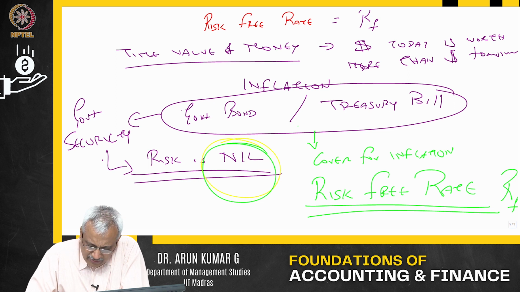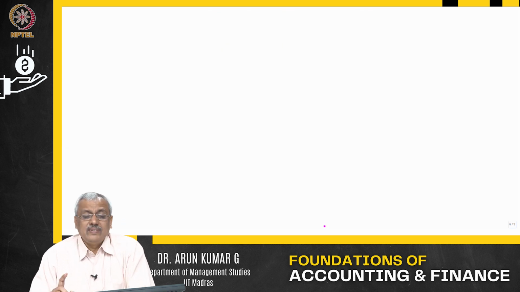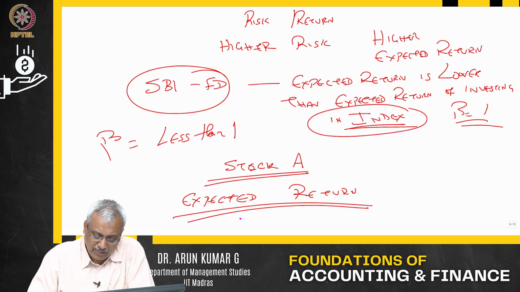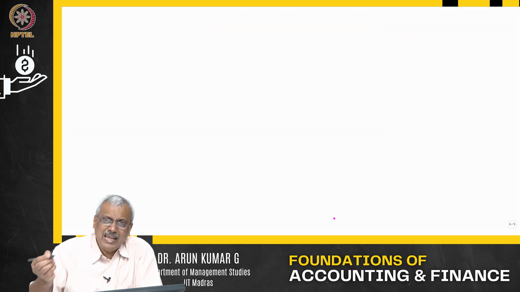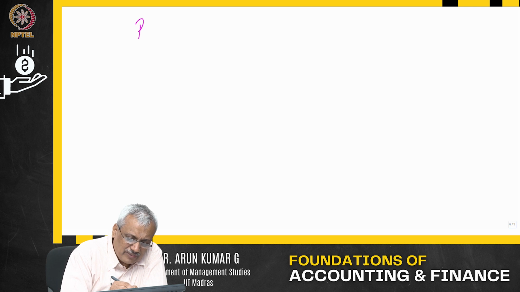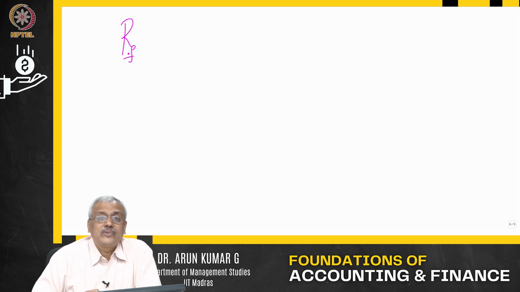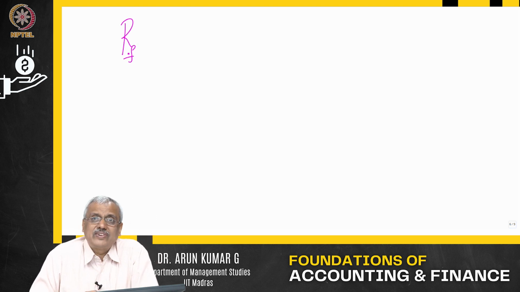Now, what do we do with this? Go to the next one. You have invested in stock A, and you want to find out what the return is. If you invest in stock A, minimum you have to get the RF, that is the risk free rate. You have to get at least RF. That is the basic level of expectation.